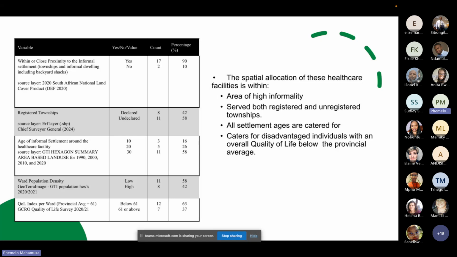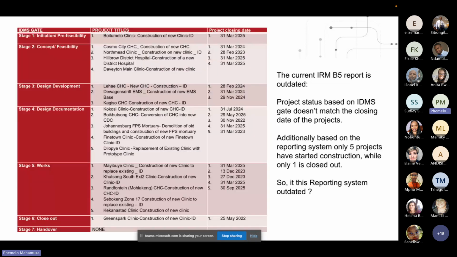And we saw that the Gauteng, well, this is using the quality of life, the sixth iteration, which was 2021. We saw that 63% of individuals actually fall below the provincial line. So they were able to target areas where there is a need. However, targeting these areas didn't necessarily speak to what is on the ground.